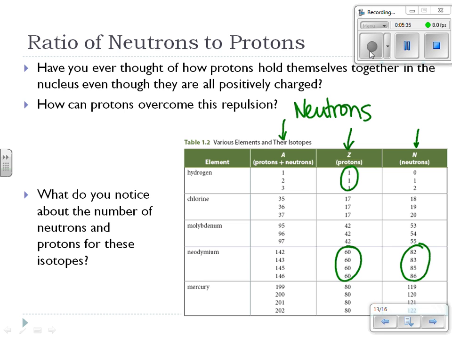So that was just one new point I wanted to mention to you. What do you notice about the number of neutrons and protons for these isotopes? As your protons increase, your neutrons also have to increase, but they increase by even more. So I represent that with 2 arrows.